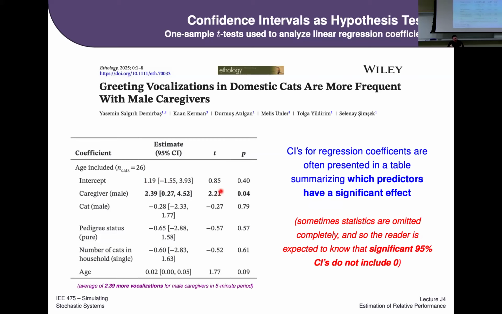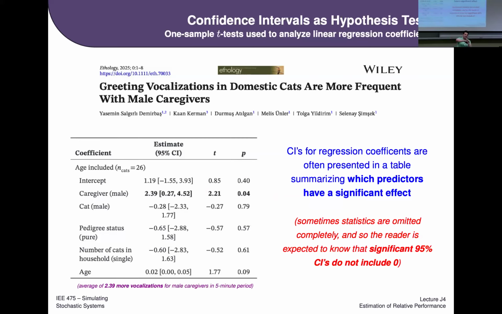So that has a significant t value from a t-test, less than 0.05, so that's a significant result. That's why they titled their paper, Greeting Vocalizations in Domestic Cats Are More Frequent with Male Caregivers. That line right there. And this is a common way to summarize these regression models. In fact, a lot of times people skip the t and the p. They just list these confidence intervals, and it is up to the reader to know that if a confidence interval includes 0, it's not significantly different, and if it excludes 0, it is significant. And why 0? Because in a linear regression model, 0 is no relationship. It's a flat line.